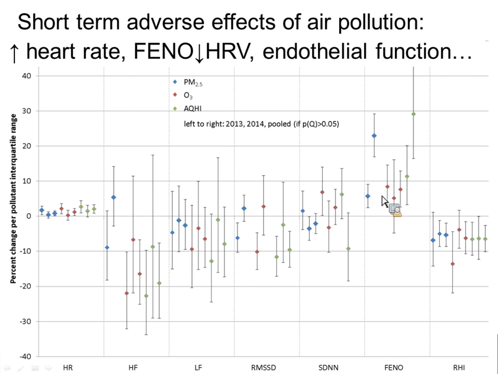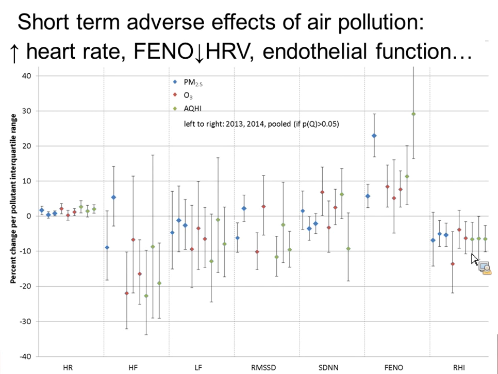We also saw increases in fraction of exhaled NO, so again, a marker of respiratory inflammation. And probably the most consistent results between the summers were decreases in reactive hyperemia index. So this is a decrease in endothelial function.